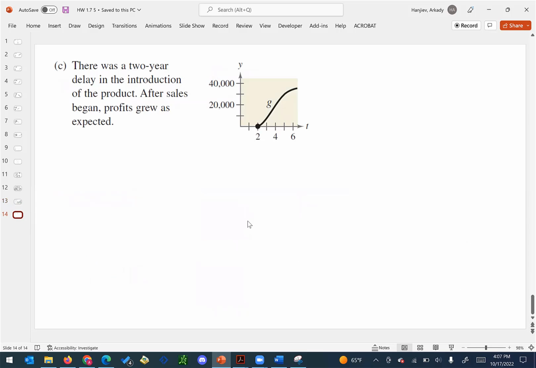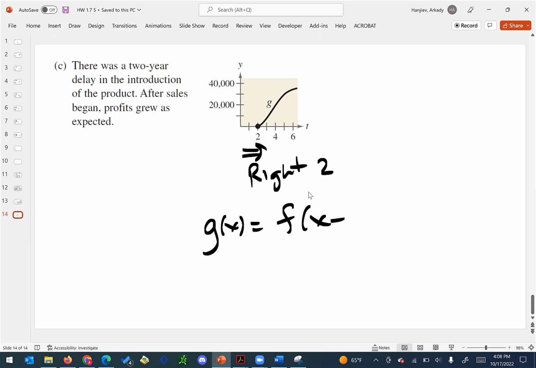All right. There was a 2-year delay in the production of the product. So after sales began, profits grew as expected. So now we need to shift this over to the right 2 years. Remember with horizontal changes, whenever you're shifting to the right, it's a -2. If you're shifting left, it's a +2. So in this case, g of x is equal to f of x -2. There's your shifting over to the right 2 units.